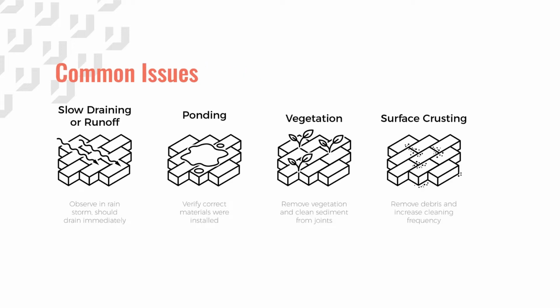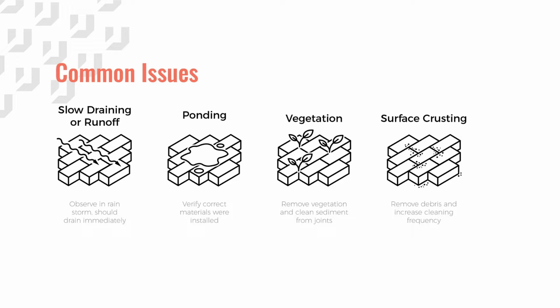There are several warning signs and visual clues of common maintenance issues that must be prevented and addressed or remediated to ensure continued surface infiltration. These common problems can often be easily remedied by maintaining the proper joint aggregate level. Slow draining or runoff: this is easily spotted during a rainstorm as the surface should drain immediately. Ponding: if there is more than 22 millimeters of water after 1 minute of rainfall, maintenance is required.